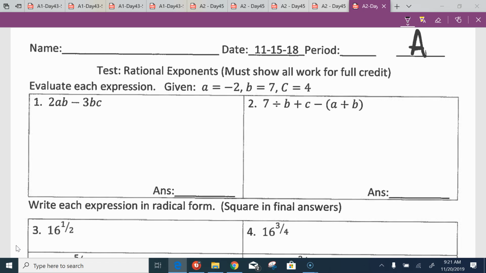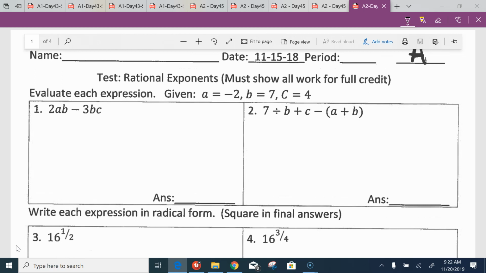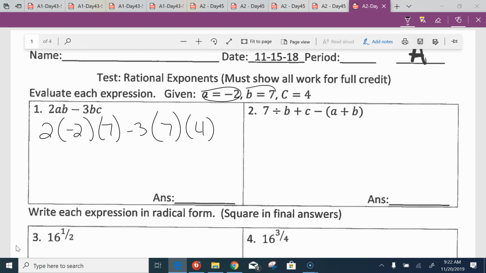So numbers 1 and 2, evaluate each expression. Given that A equals -2, B equals 7, and C equals 4, solve the following expressions. So for number 1, with your calculator, because you were allowed to use one, you should have plugged in 2 times -2, which is our A value, times 7, minus 3 times B, which is 7, times C, which is 4. I got all those values up here, which some students seem to not notice right away. If you put this in the calculator exactly like this, I like to separate all my negatives with parentheses. You should get the answer of -112.